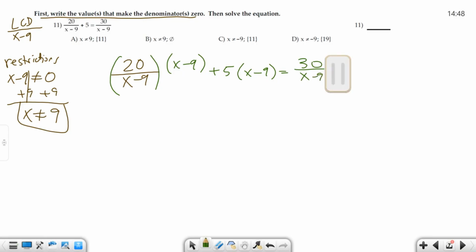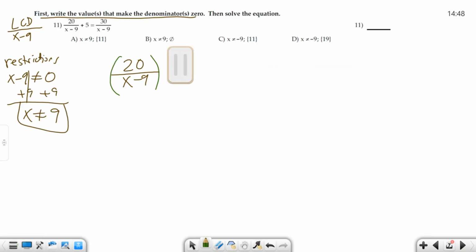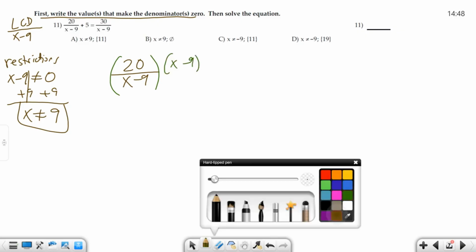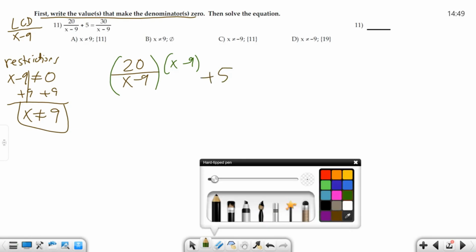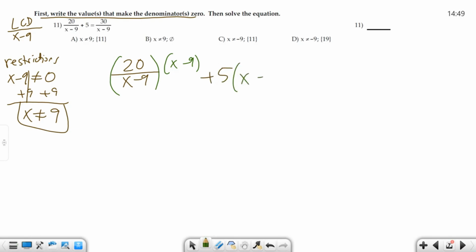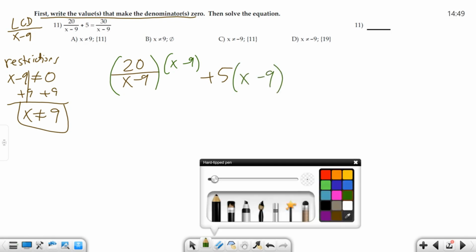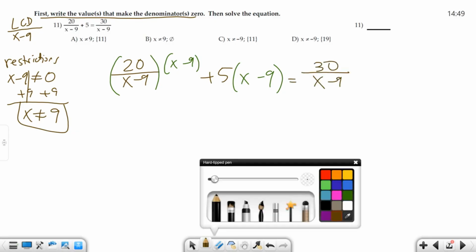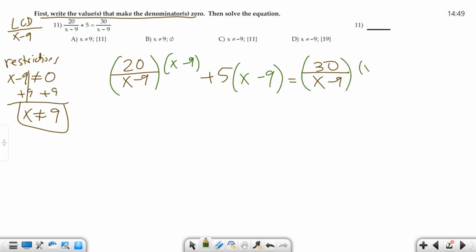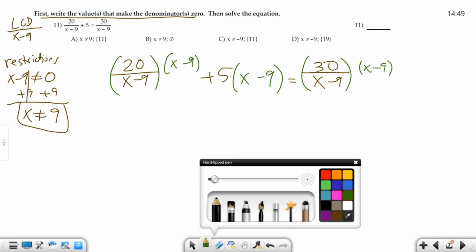Oh, hang on. I didn't change colors. x minus 9. And then plus 5. And I'm also going to multiply that by my LCD. I don't need that in parentheses, just one thing. x minus 9. And then this is going to equal 30 over x minus 9. And guess what I'm going to multiply that by? You're right, the LCD. Every single time. What that does, if I multiply every term on both sides of the equation by the LCD, when it's an equation, that means it's got equals in it. When I do that, then that's going to eliminate my fractions right off the bat, which should make me really happy.